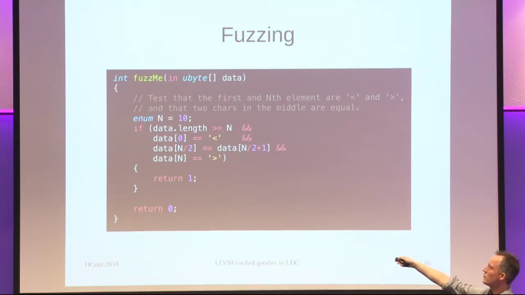So we have a function called FuzzMe. It takes an array of bytes, and then what it does, it tests whether the first and the nth element are less than, greater than, and that the two chars in the middle are equal. Some bogus function I wrote yesterday evening. I set n to 10. I test whether the array is size n or larger. Then I check whether the first element is this less than. I check whether the characters in the middle are equal, and I check whether the last character is greater than. If so, I return 1, otherwise I return 0.